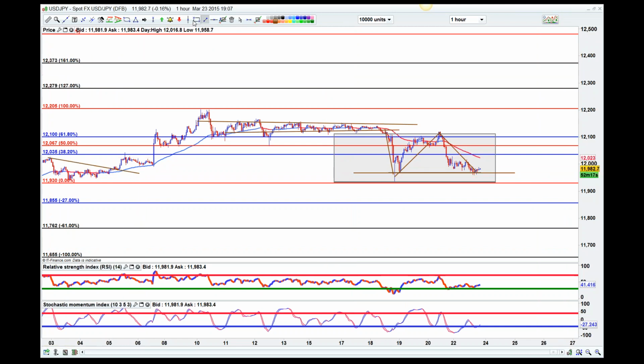Oops, that's not what I wanted. I wanted this box again. A lot of action down there. Anyway, that's what I'm looking at. I think it's one of these low risk, potentially high reward trades if we can get going.